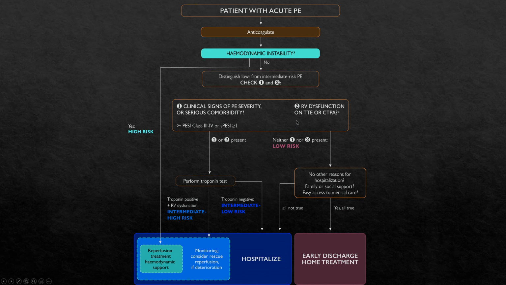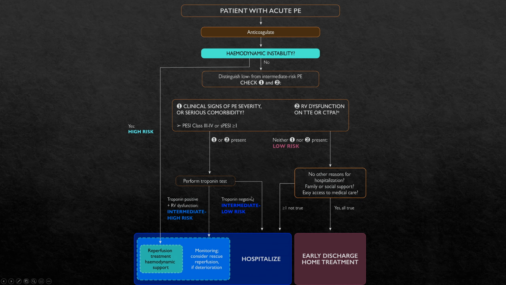Okay? But those ones with either right ventricular dysfunction or a positive PESI score, now they're gonna turn out to be intermediate risk. What we're gonna do about this, as we said, we do the troponin test. If the troponin is positive, okay, with the right ventricular dysfunction, both of them, as we said, this is high intermediate risk. If either one of these, like the right ventricular dysfunction without troponin or troponin without right ventricular dysfunction, this is a low intermediate risk.